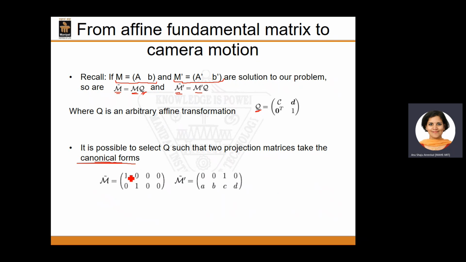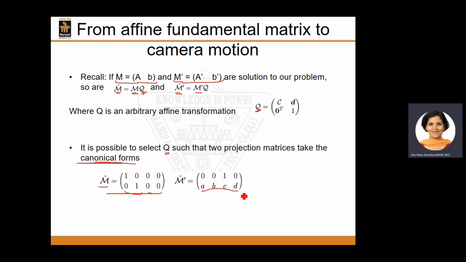So what canonical form means is I choose a value of Q in such a way that I can represent M tilde as [1 0 0 0; 0 1 0 0; 0 0 1 0]. That is somewhat like an identity matrix followed by zeros. That means I do not have any unknowns in M tilde, and all the unknowns which have to be computed go to M tilde dash. So my M tilde dash can be represented as [0 0 1 0; A B C D], where these A B C D are basically the unknowns that I have. So I'm trying to select a transformation matrix Q, which represents an affine transformation, such that when I apply it on the camera matrices, I get them in the canonical form, given by M tilde with no unknown quantities and M tilde dash with all the unknown quantities.